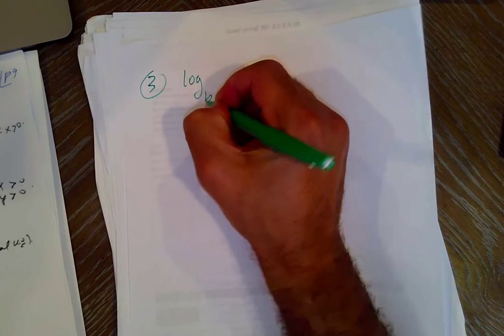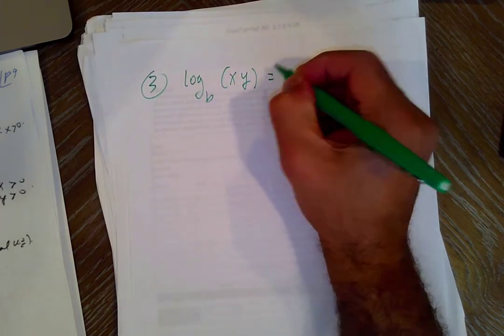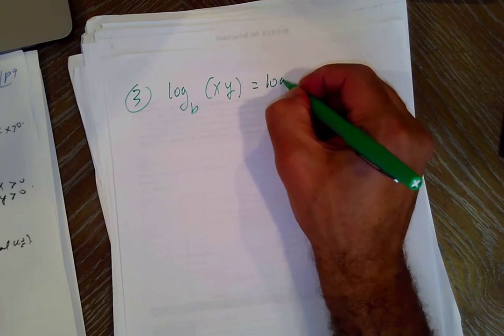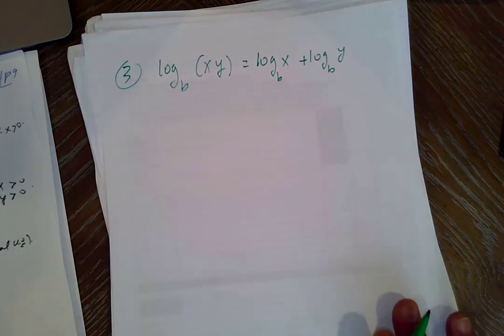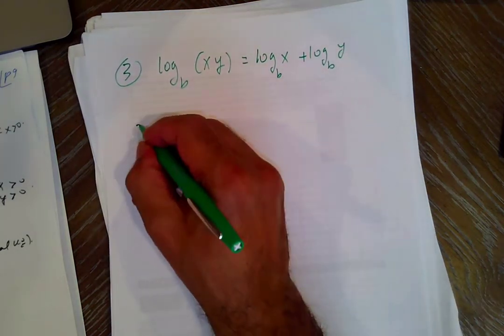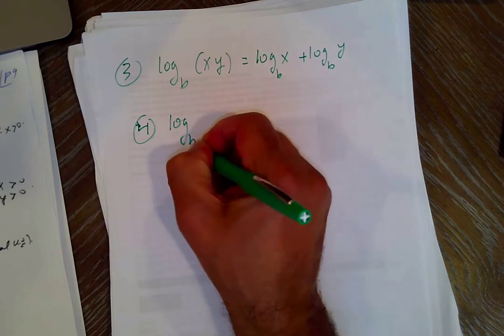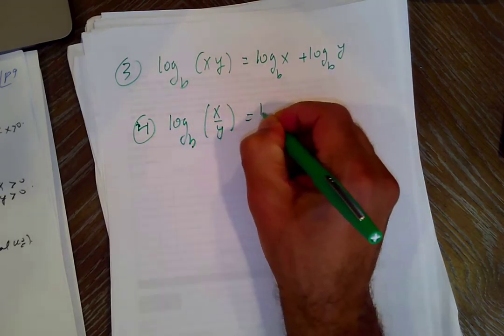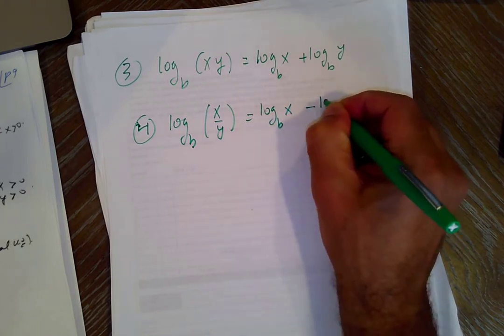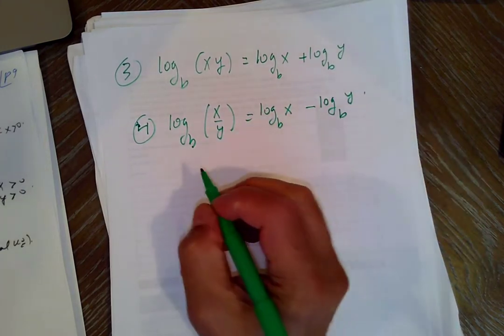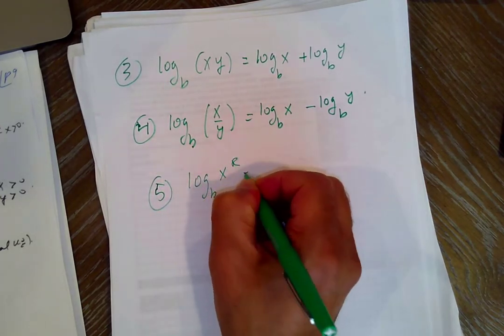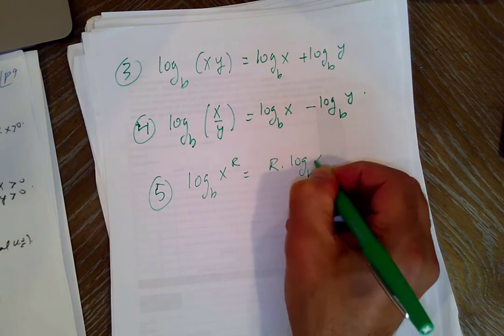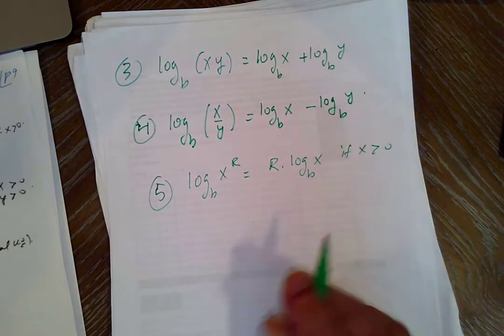All right, then we have the log of the product rule. Log of xy equals log of x plus log of y, base b, of course. And quotient rule, log base b of x over y is log base b of x minus log base b of y. And if you have an exponent, log base b of x to the r is r times log base b of x, as long as x is greater than 0. If not, you need absolute value.